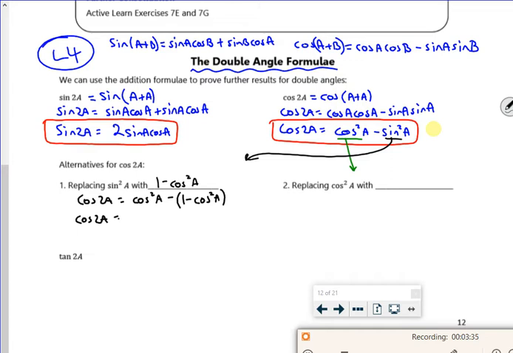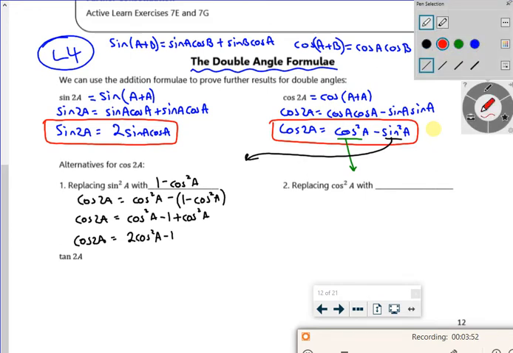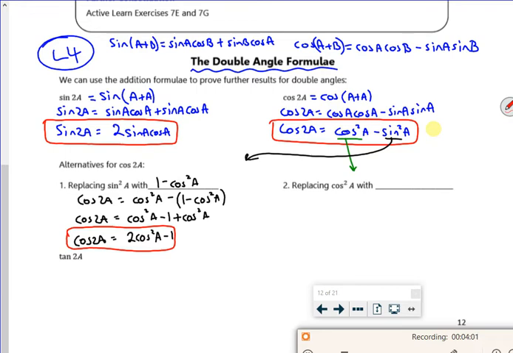So for cos 2A, I expand the brackets, and there's another equation for cos 2A, which is 2 cos squared A minus 1, which is really useful when we do integrating. Because we can differentiate cos squared, but we can't integrate cos squared. We can integrate cos 2A, so that's what we're going to use it for. So this one says if I replace cos squared A with 1 minus sine squared A, then my cos 2A will be 1 minus 2 sine squared A.